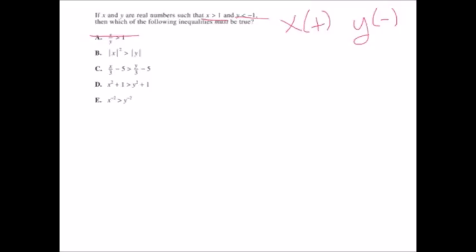Let's look at an instance when it could be true. Let's say we let x be 2 and we let y be negative 1. Okay. Then if we took the absolute value of 2 and squared it, we get 4, and then the absolute value of our y, oh, that could be true. Choice B could be true. But what if we made it not true?